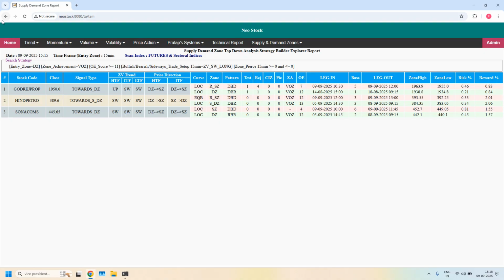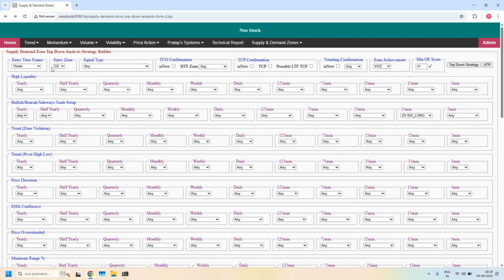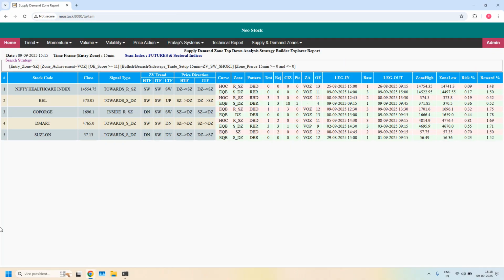Okay, next, sideways short trade setup for daily income trade, entry time frame zone, 15 minute supply zone. Let's filter. We got 5 stocks supporting sideways short trade setup for daily income trade, and entry time frame zones are 15 minute supply zones. So total we got 5 stocks.